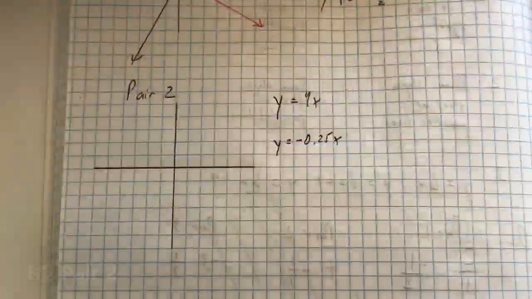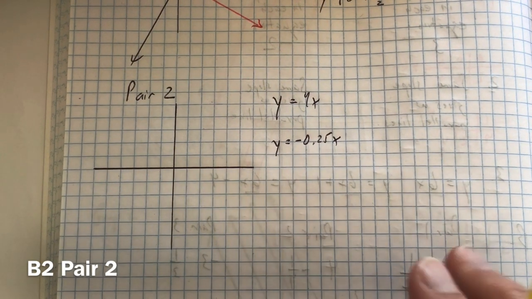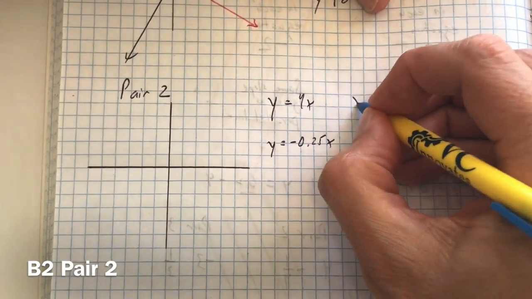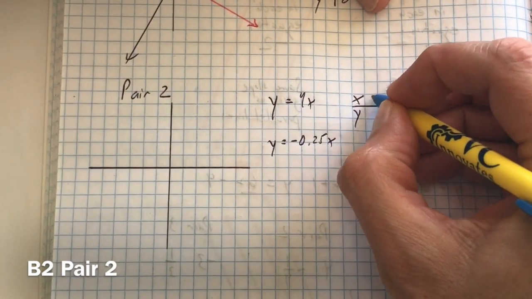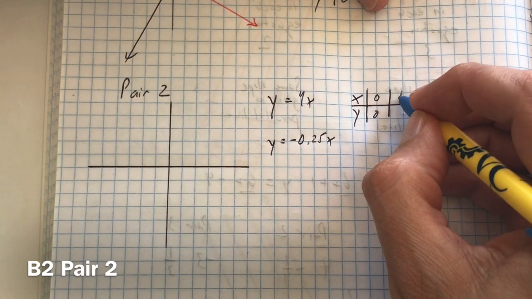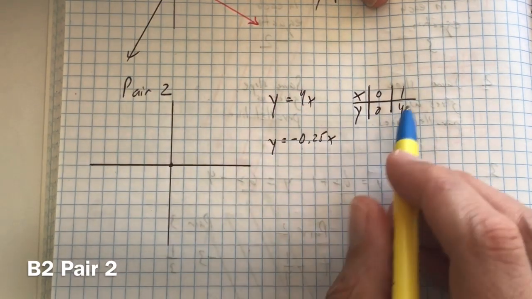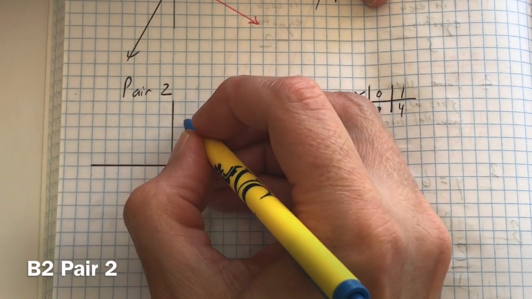Right, here we go. Pair 2. Y equals 4x and y equals negative 0.25x. So my x and my y, 0 and 1. 0 times 4 is going to be 0. 1 times 4 is going to be 4. All right, so 0, 0 and 1, 4. There's that.